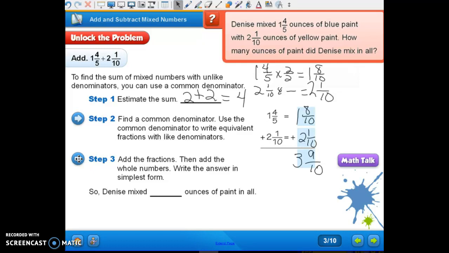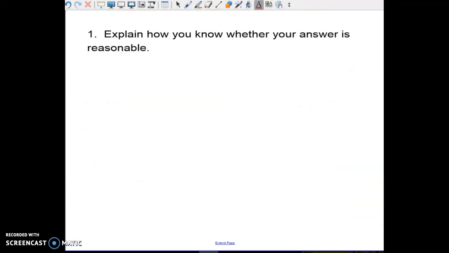Can we reduce or simplify 9/10? No. So we're going to have 3 9/10. The explain at the bottom of page 265 says, explain how you know whether your answer is reasonable. How do we know whether 3 9/10 is reasonable?